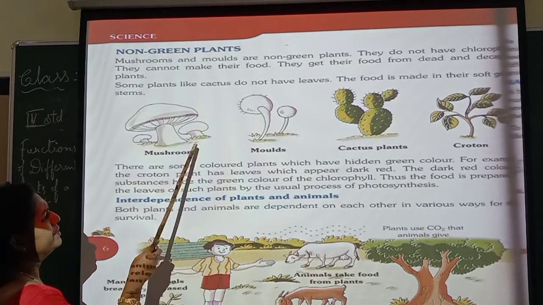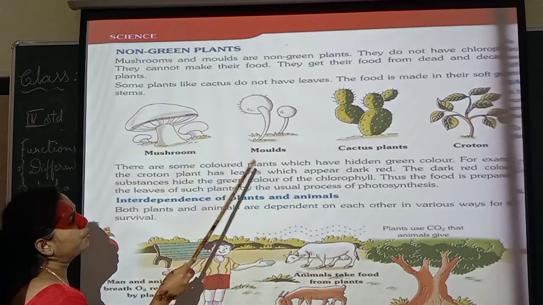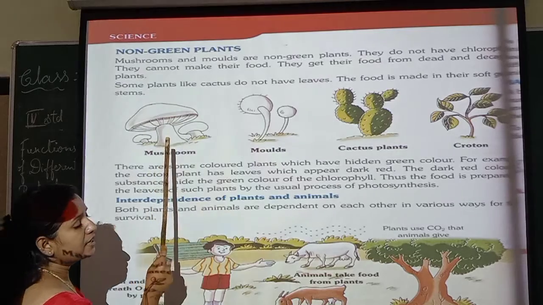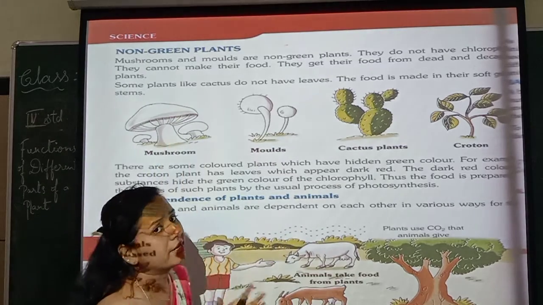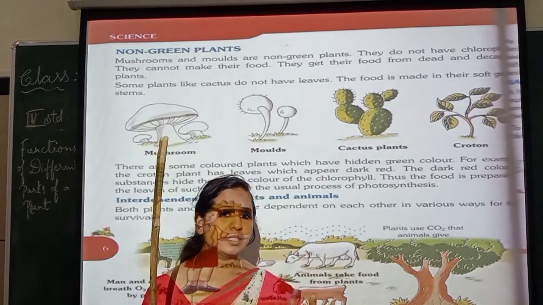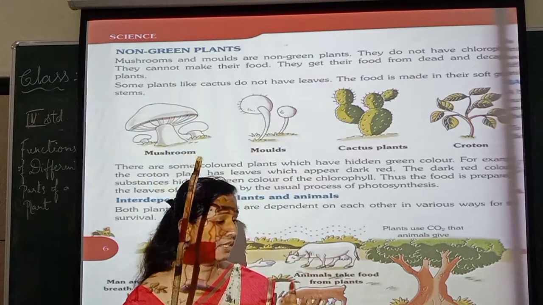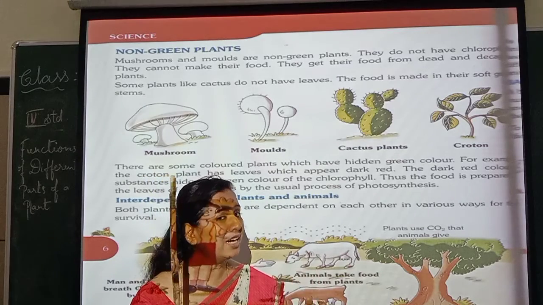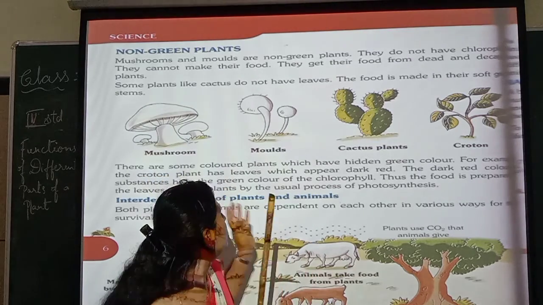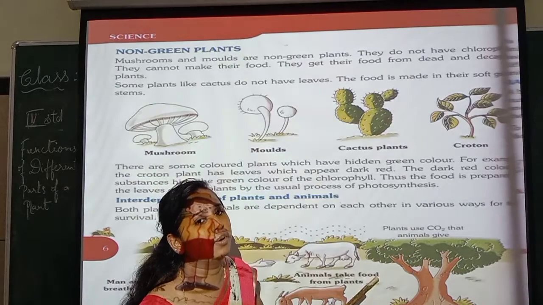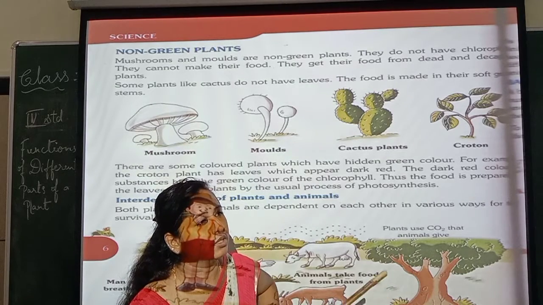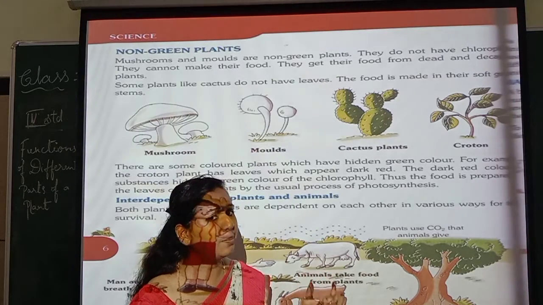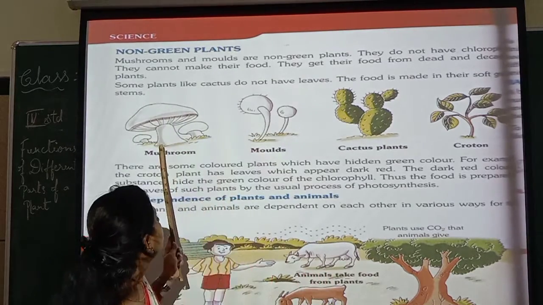So you have all been seeing these mushrooms and molds. What do you mean by molds, children? I'll tell you. Mushrooms grow on dead, decaying particles. You can see mushrooms on the roadside, and some near the trees, where dust particles occur. You can see these mushrooms and molds.